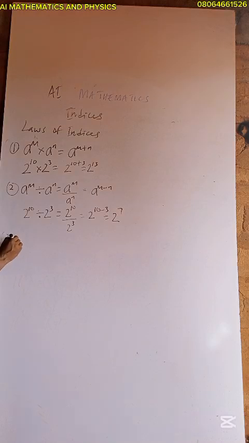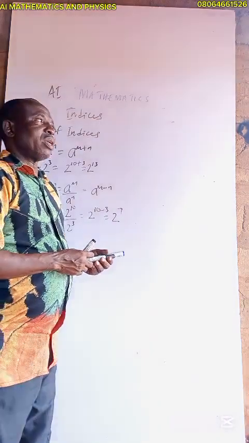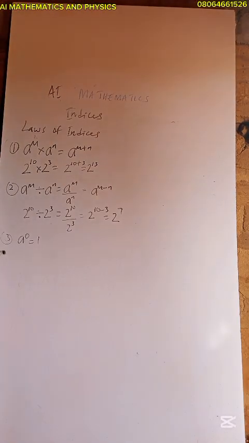3, a raised power 0 is equal to 1. That is, any number that's raised to power 0 is equal to 1. 10 raised to power 0 is 1. 100 raised to power 0 is equal to 1. 99 raised to power 0 is equal to 1.